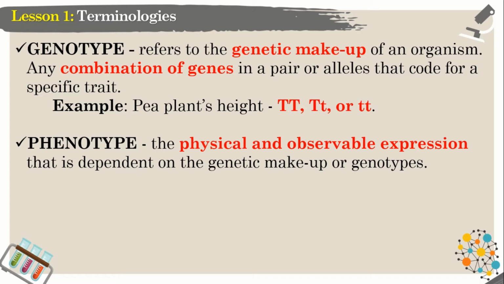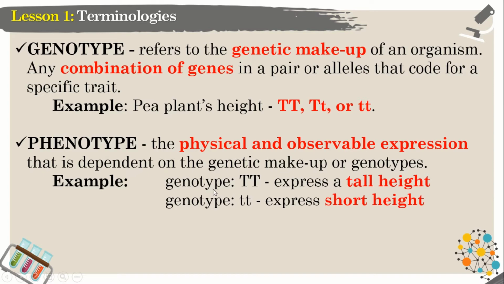So those physical appearances or observable expressions depend on the genetic makeup, or genotypes, or the combination of genes present in a certain organism. For example, we have here a genotype of two capital letters. That means this one is dominant, and we say that dominant, or capital T, is expressed as tall. Since we have a combination of two capital letters, this one is expressed as tall: tall plant, tall flower, and the likes.